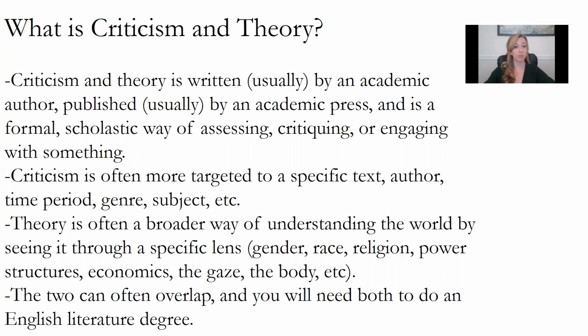Theory is often the much broader, almost more philosophical way of understanding something, or a way of perceiving the world and reading the world or a text through a particular lens. And these lenses, as you can see here, are often quite broad. So it's things like gender, race, religion, and as we all know, those have dozens, if not hundreds, of subcategories of theory underneath. So there's not just one gender theory; there are dozens. Theory and criticism can very often overlap, not always, but sometimes, and you will absolutely need both and need to understand how to use both for a successful degree, especially in English literature.